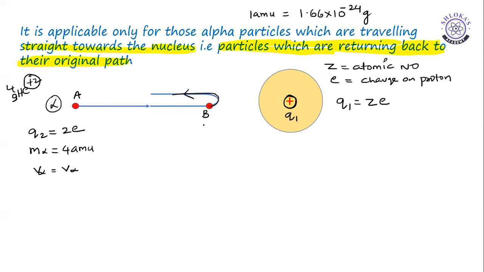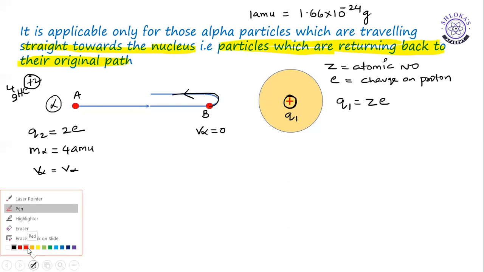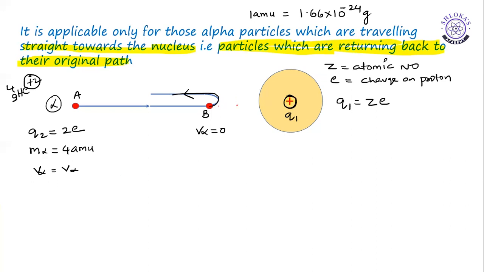At point B, what will be the velocity of the alpha particle? It becomes 0, and the rest of the things are all the same. Now the distance from point B to the nucleus is called R minimum, or I can also take it as R naught, the distance of closest approach. This distance we have to find out.